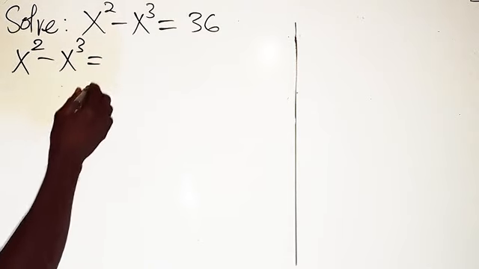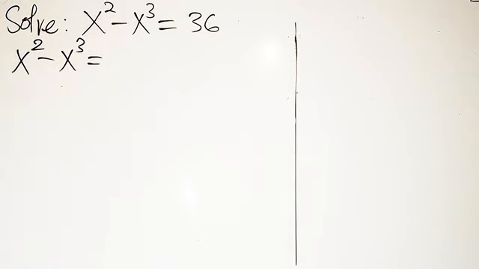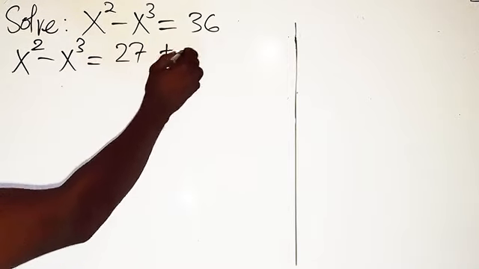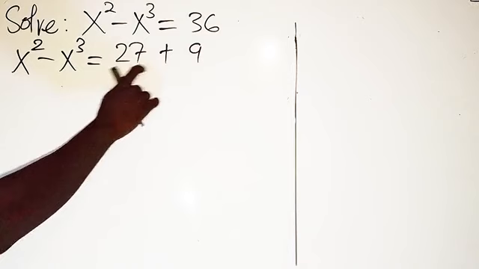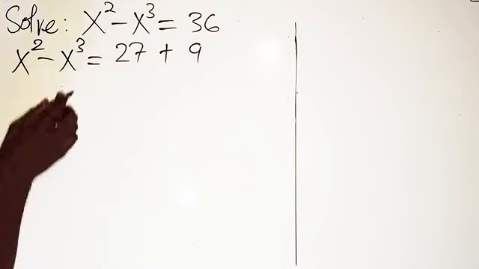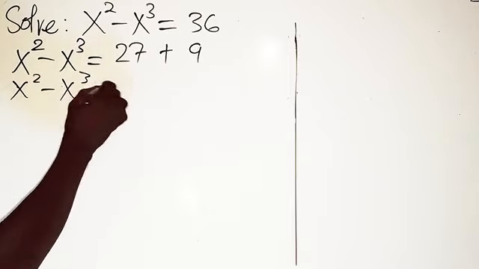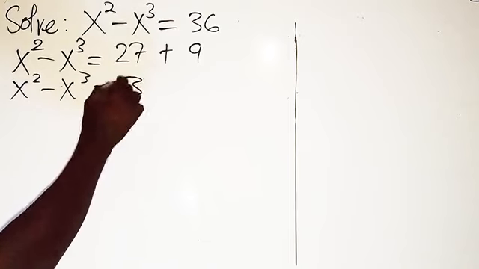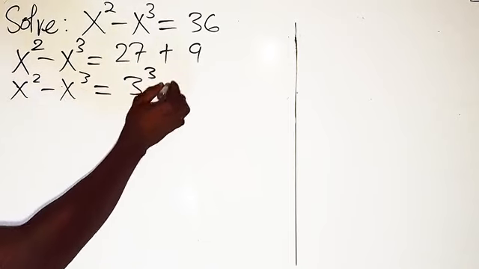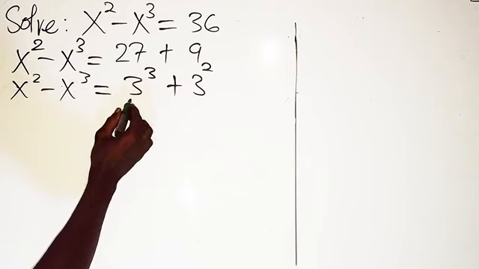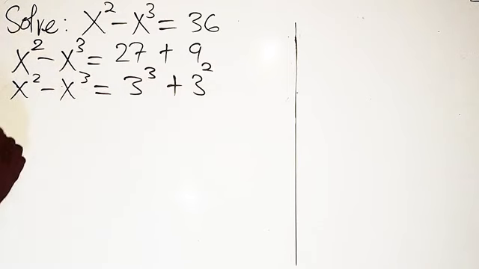Here 36 can be written as 3 to power 3, that is 27, plus 9. So 27 plus 9 will give me 36. So now let's see what I'm going to do. I have x squared minus x to power 3 equals, this 27 can be 3 to power 3, I can write it as that, plus 3 to power 2. Are you following? So now from there, I'm going to transpose everything to the left hand side.